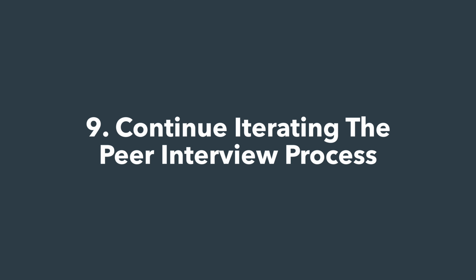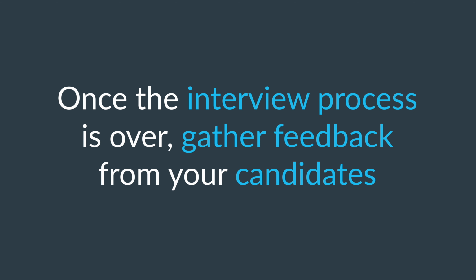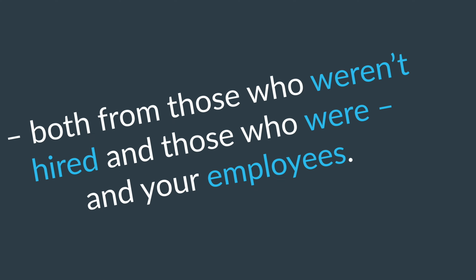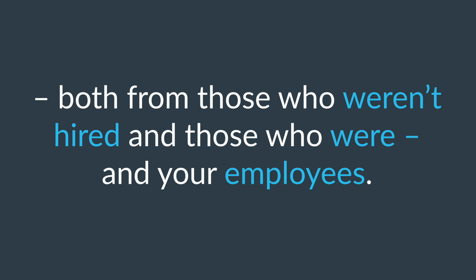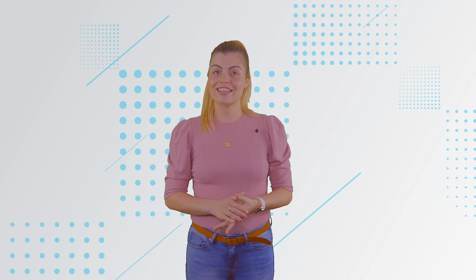Continue iterating the peer interview process. Once the interview process is over, gather feedback from your candidates, both from those who weren't hired and those who were, and your employees. Based on their feedback, you can make adjustments to the process. For example, maybe you'll find out that the interviews are too long and that you need a time limit. Or maybe they take place too early in the process.